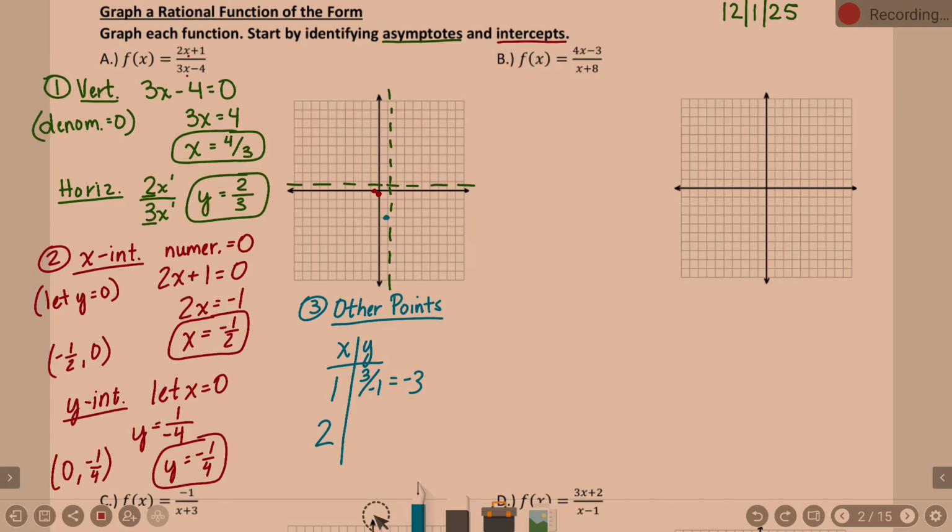Let's try the same thing with 2. If we plug in 2, 2 times 2 is 4, plus 1 is 5. 3 times 2 is 6. 6 minus 4 is 2. 5 halves, or 5 divided by 2 is 2.5. Think about where that ordered pair is. From the origin, if I go right 2, up 2.5.